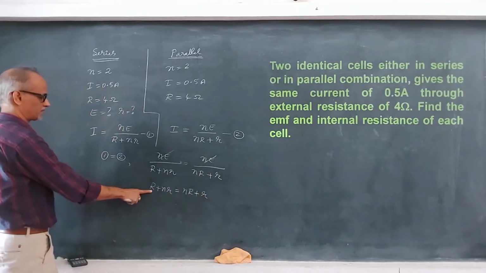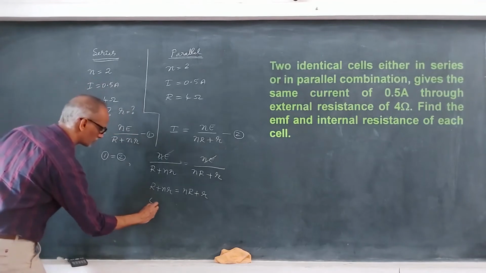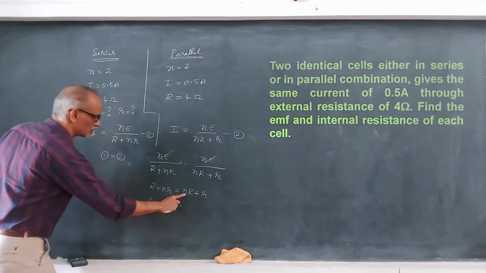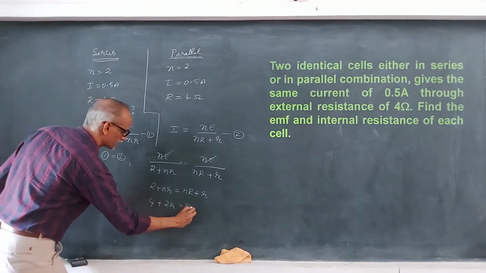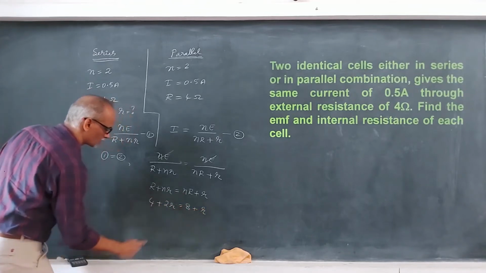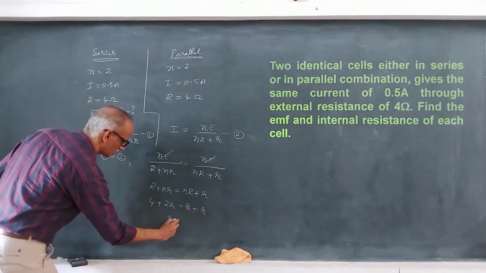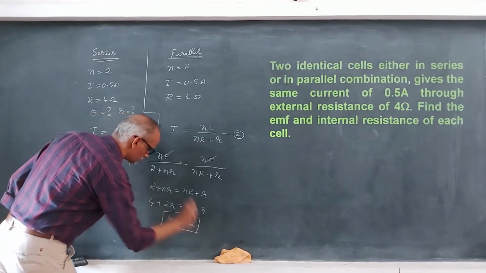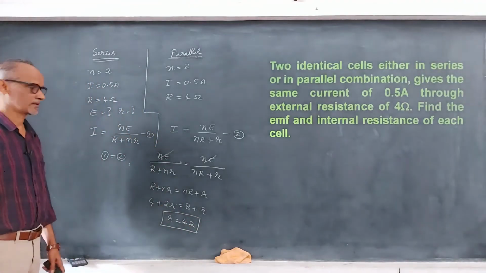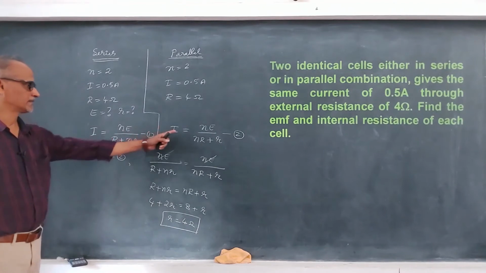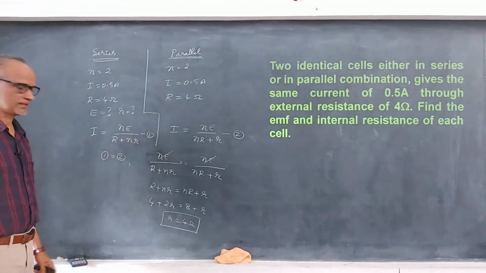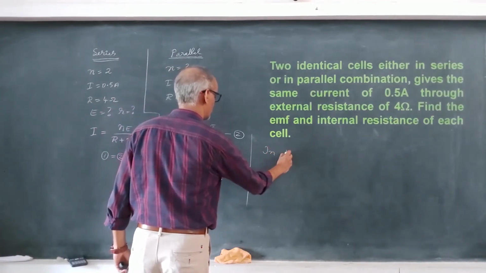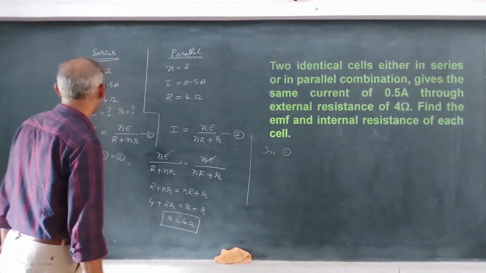Now let's substitute for external resistance 4. 4 plus 2r is equal to 2 into 4, that becomes 8 plus r. So 2r minus r is r, and 8 minus 4 is 4. So we have found the value of internal resistance r. Now I can use any one of the equations to find the EMF. So I will use the first equation. What is the current? Current is 0.5.